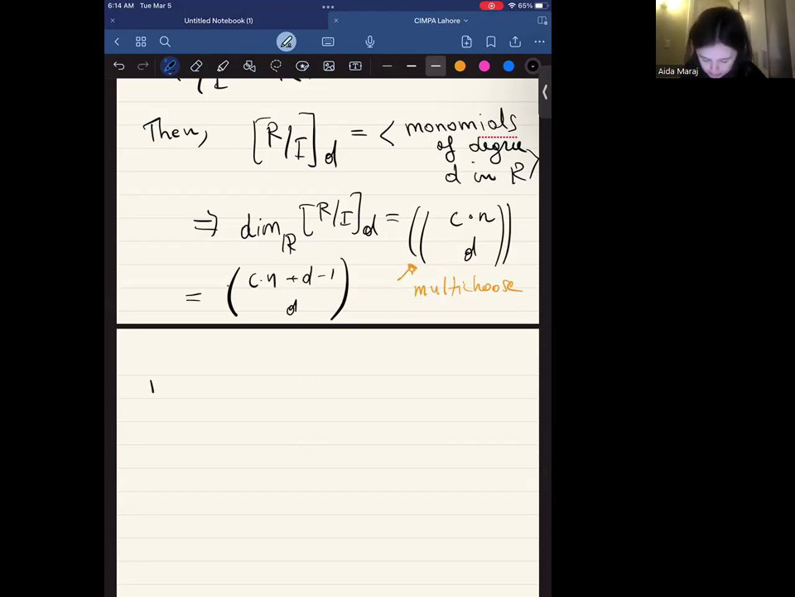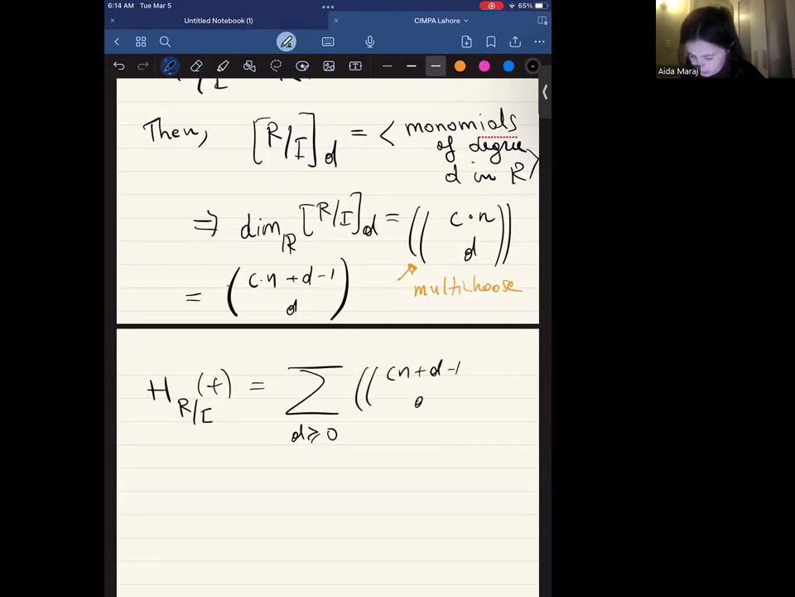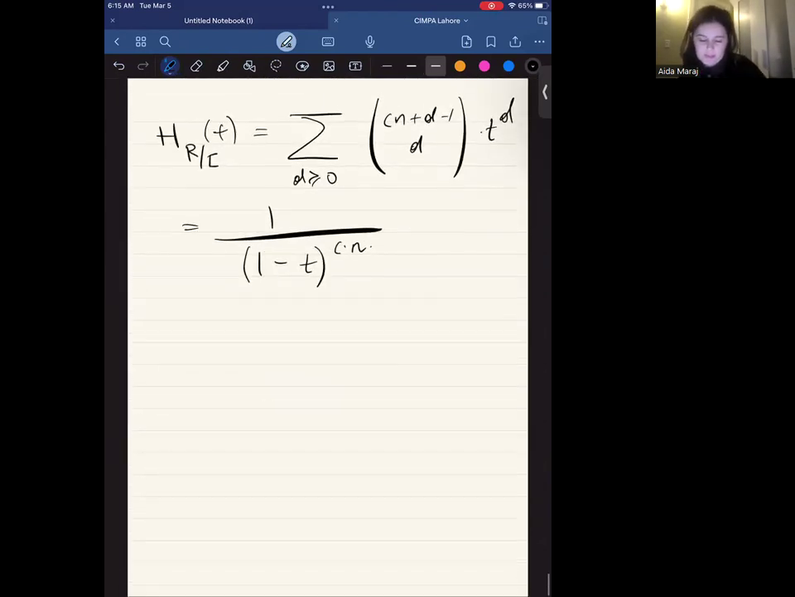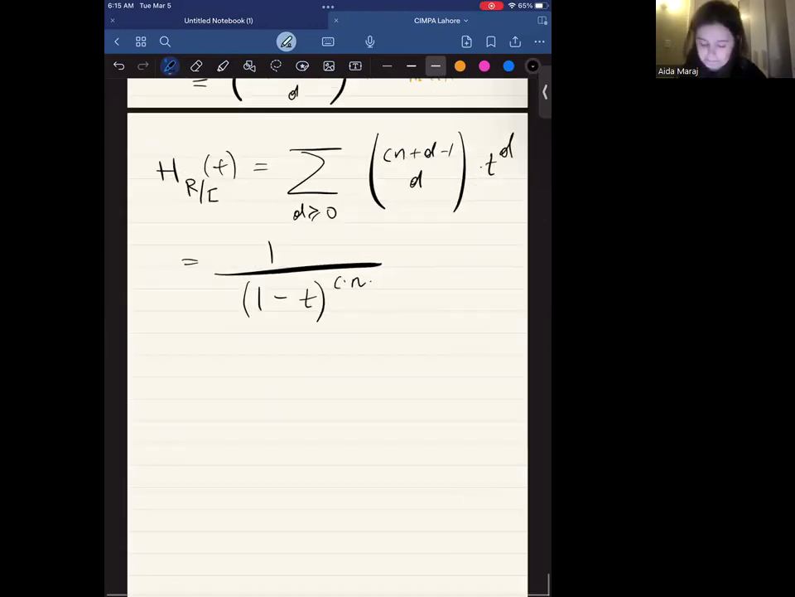And then the Hilbert series of our R mod I of T is the sum over D greater than or equal to 0 of this C N plus D minus 1 choose D times T to the D, which is known to be 1 over, oh, I forgot. We have only 1 now because I made a change. It's 1 over 1 minus T to the C times N. Okay.